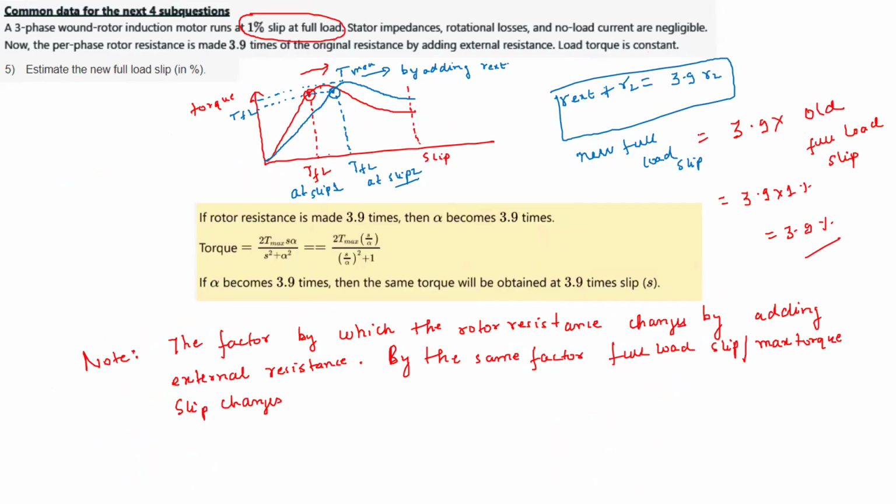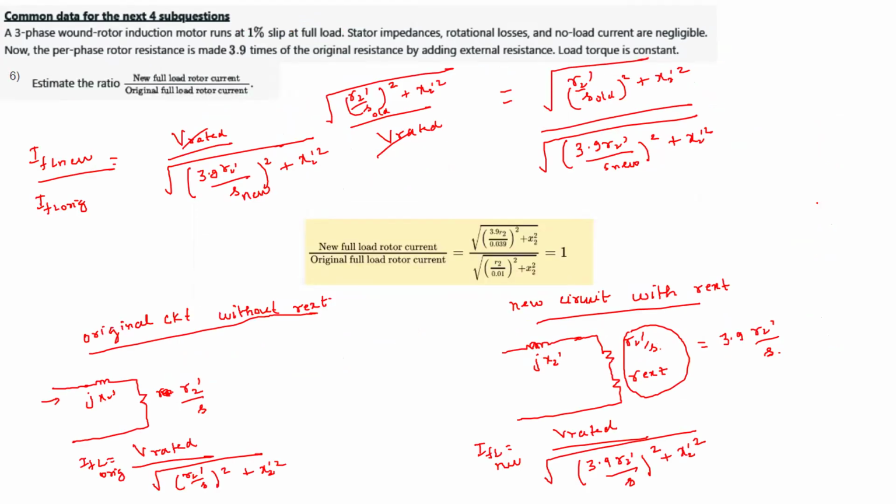Now you see, S old is 1%, and S new is 3.9%. So you just substitute here. So this becomes R2 dash by 1. I'm just writing it like that. Okay, you understand.